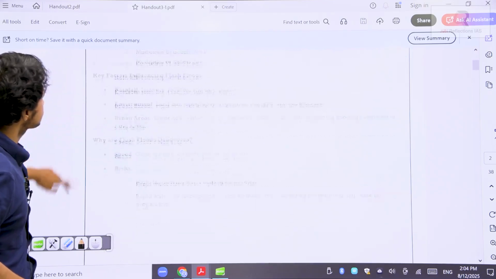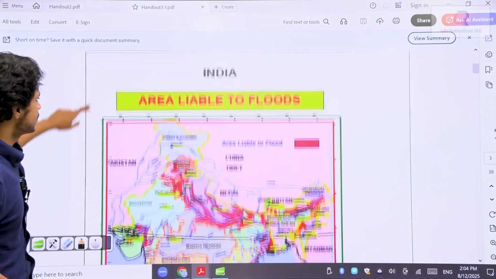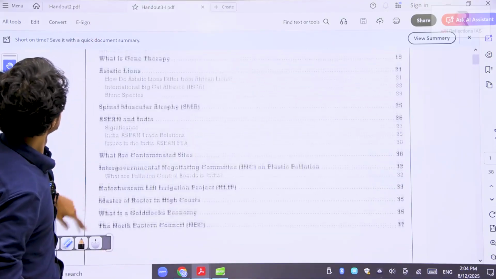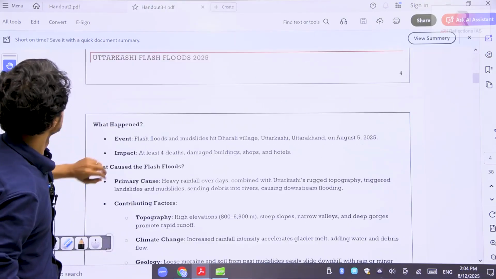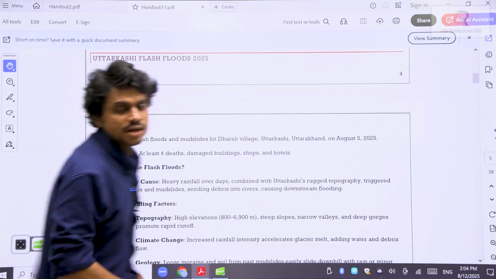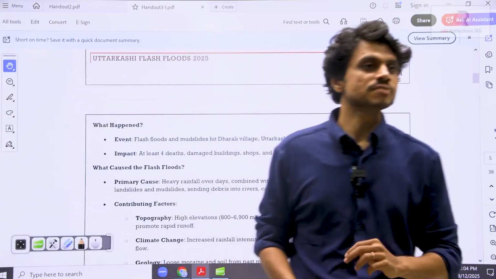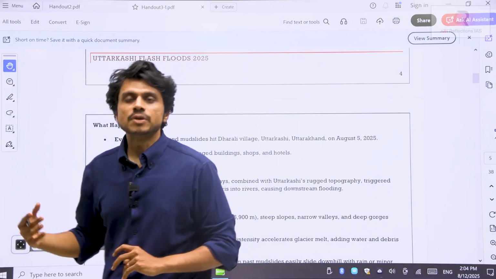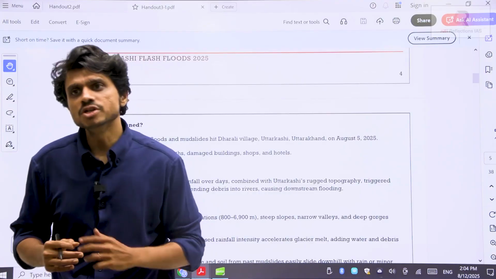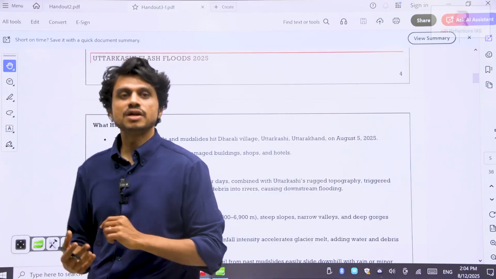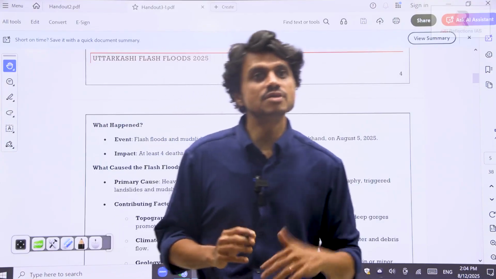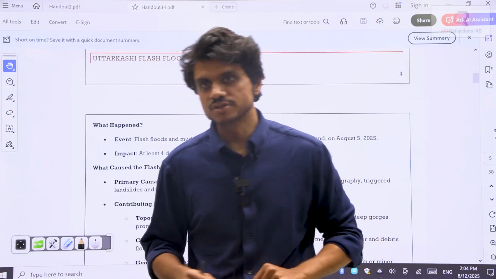flash floods. Especially these flash floods are more dominant in the Himalayan areas. You all might be aware of the Uttarkashi flash floods. So why have these things happened? Even during the time of the Kedarnath disaster, you will notice these Himalayan regions are experiencing more and more occurrences of flash floods.